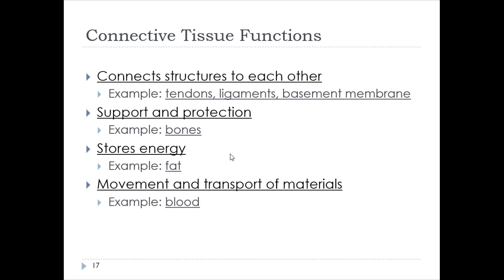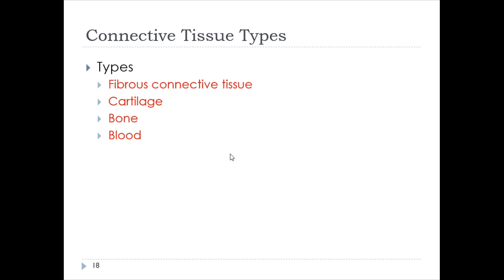Stores energy, so all that adipose tissue, which is another name for fat, is basically an area where we store energy, and we use fat for either storing energy away or protection. Like around our pelvis we have a bit of fat, and it's designed to protect our pelvis and our hip joints. Movement and transport of materials like blood, white blood cells, red blood cells, and we'll talk about them more a little bit. So connective tissue, this is a short list, and we'll talk about each of them kind of briefly, but fibrous connective tissue would be one of them, which we'll talk about in a second.